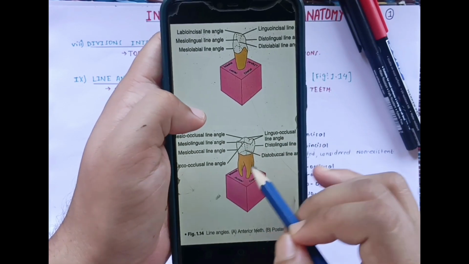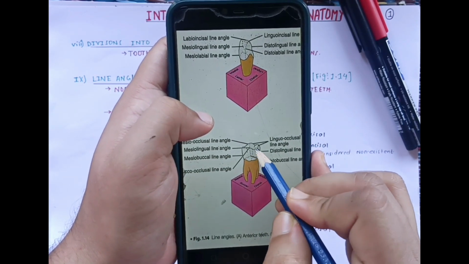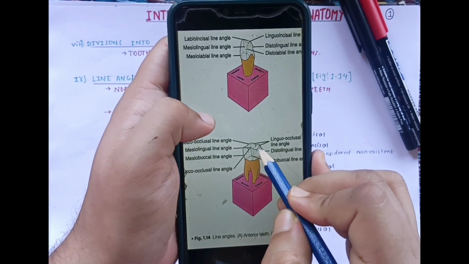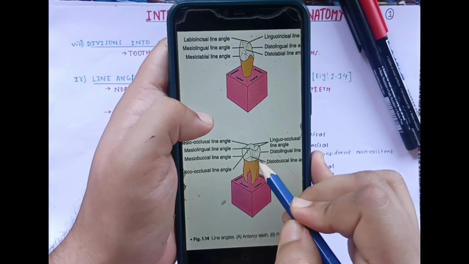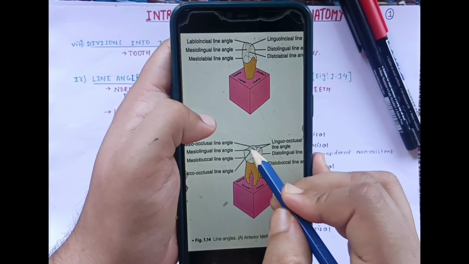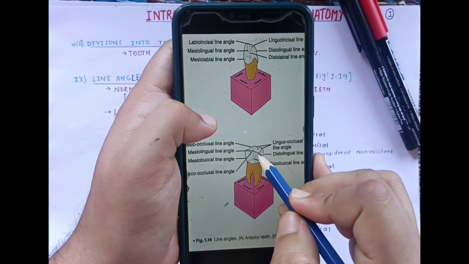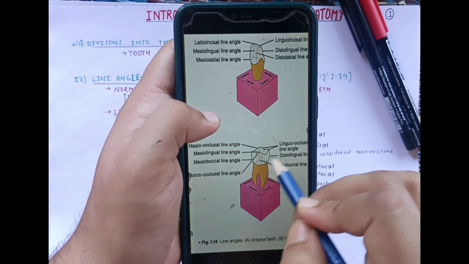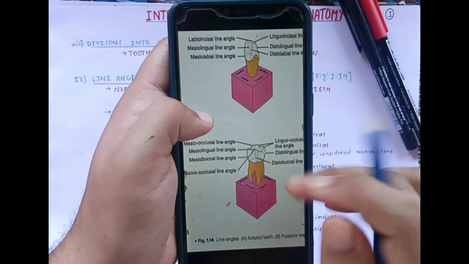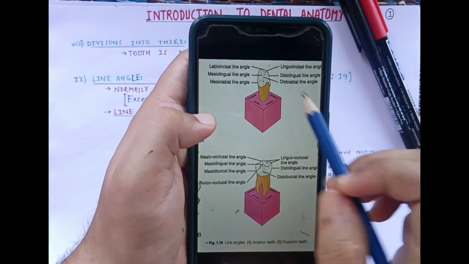Similarly, this planar surface and the occlusal surface form another line angle. This is the distal side and the upper portion is the occlusal surface, so this is the disto-occlusal line angle. Similarly we can say for all the other 3 surfaces. So in total there are 8 line angles in posterior teeth, and in anterior teeth there are 6 line angles.